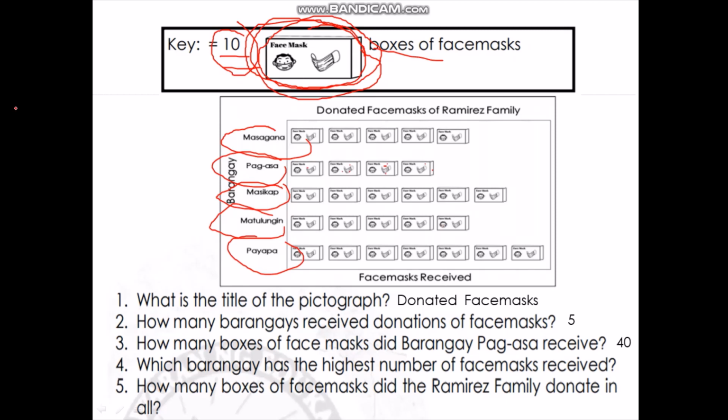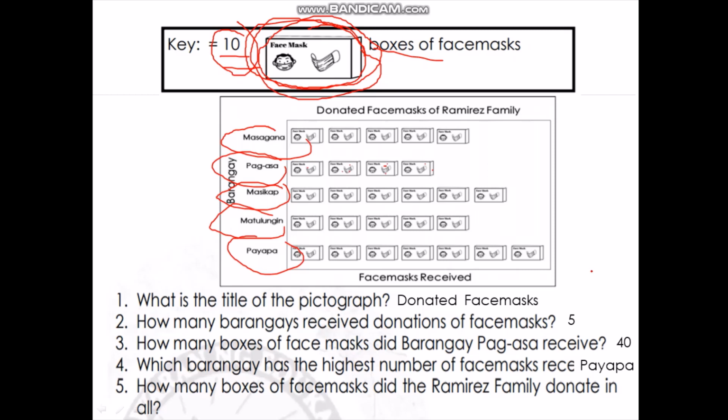Now, number 4. Which barangay has the highest number of face masks received? Times up. The correct answer is Barangay Payapa, because they receive 10, 20, 30, 40, 50, 60, 70. They receive 70 face masks.